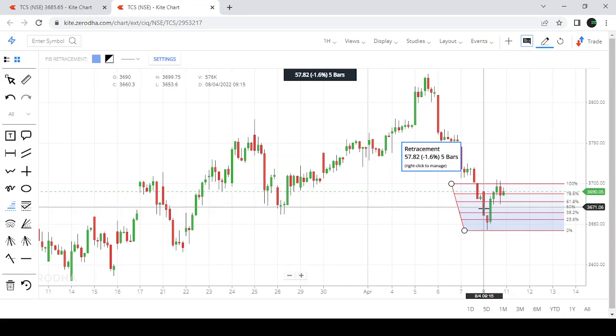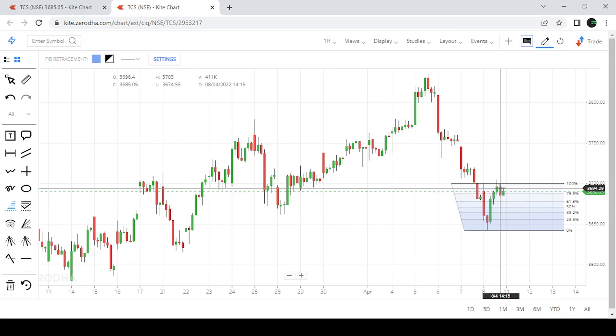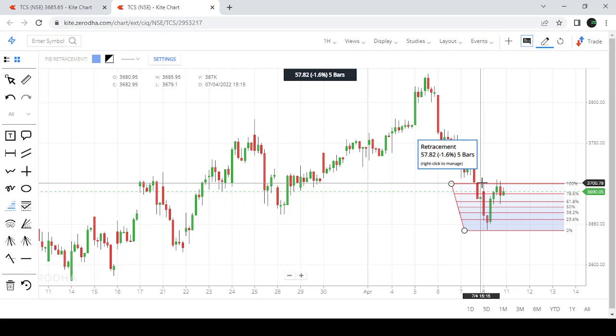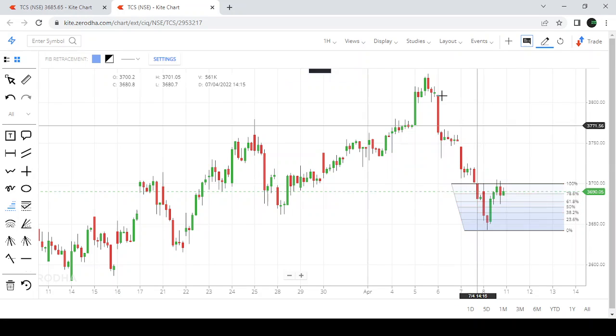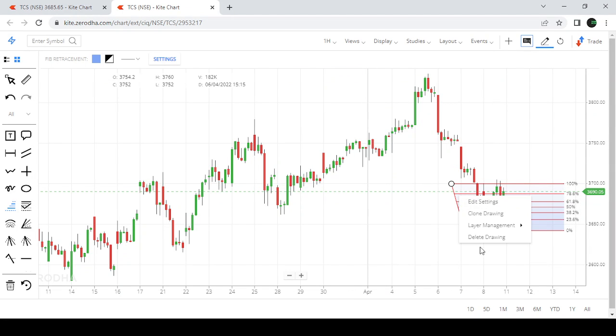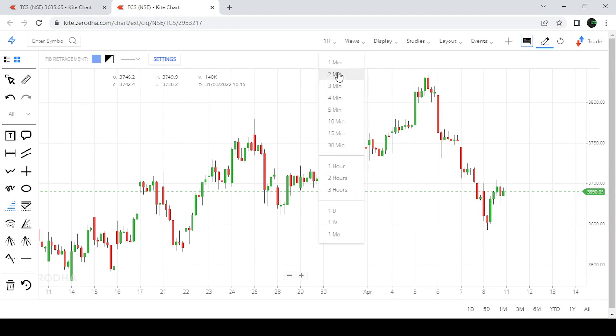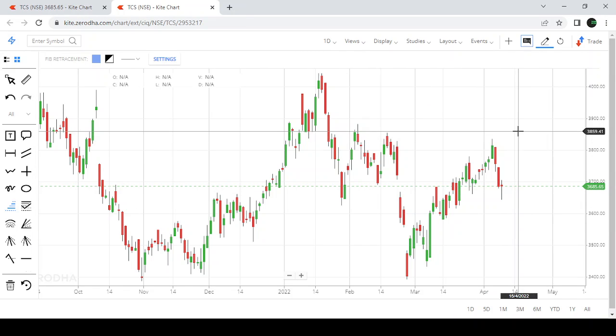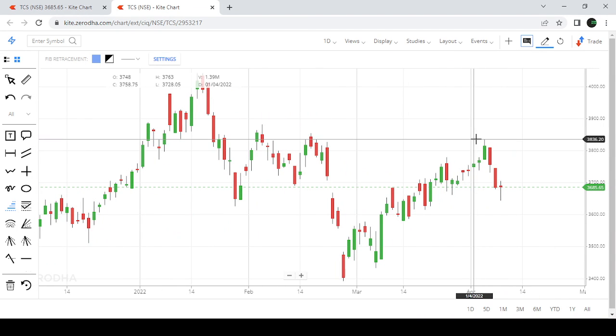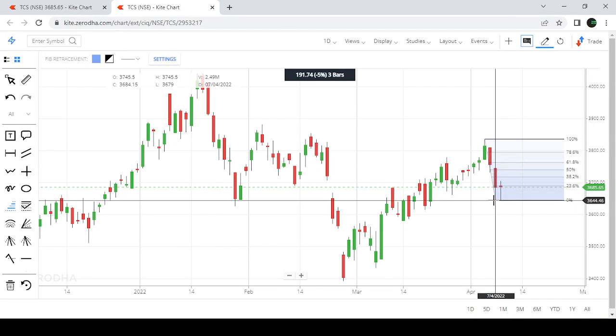So here it came down and then it went up. So if it crosses 3700 itself, then it's going to enter into the next time frame rally. The next time frame rally which we look at is daily. So in TCS, what is the daily rally? It's very simple. This is the daily rally for TCS.